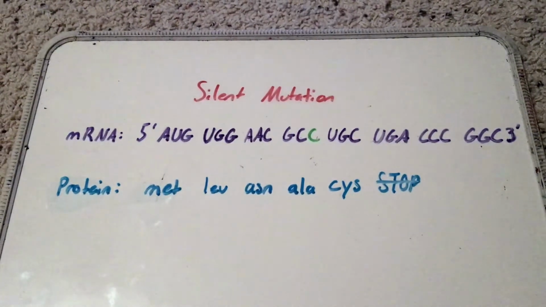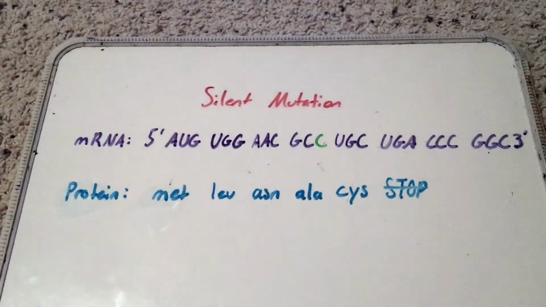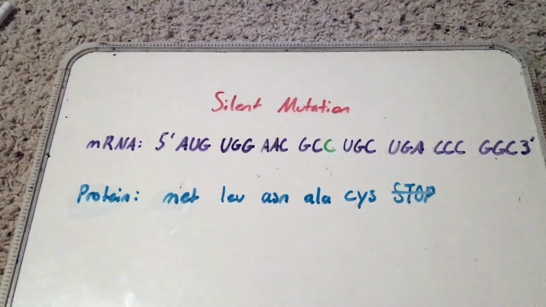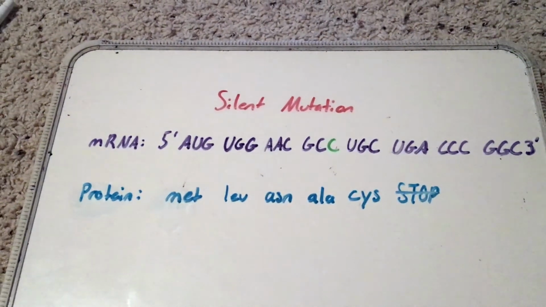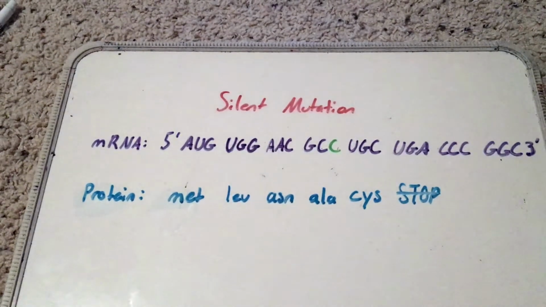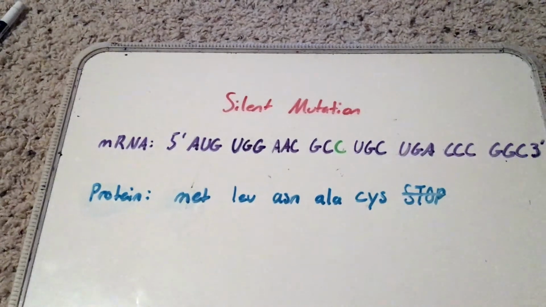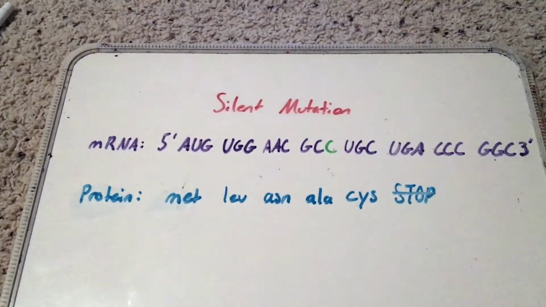A silent mutation occurs when the base that is changed in the codon, normally the third base, does not lead to the coding of the amino acid to change. This is shown here where this U is changed to a C in another example of a transition. Because GCU and GCC both code for alanine, there is no change in the protein's function.